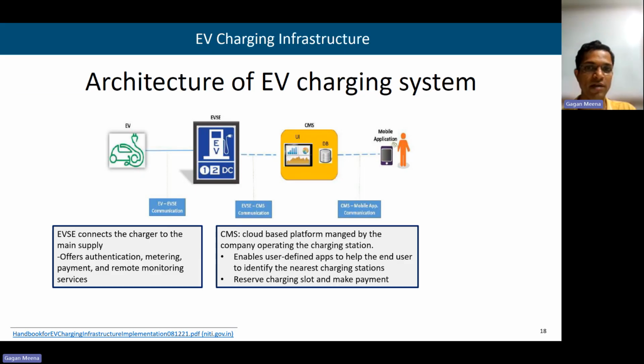And this is the architecture of the EV charging system. You see the EV is there. There is a communication between the EV and the EVSE, and there is a communication between the EVSE and the CMS, the central management system. The EVSE connects the charger to the main supply. It offers authentication, metering, payment, and remote monitoring services. CMS is a cloud-based platform managed by the company operating the charging station.